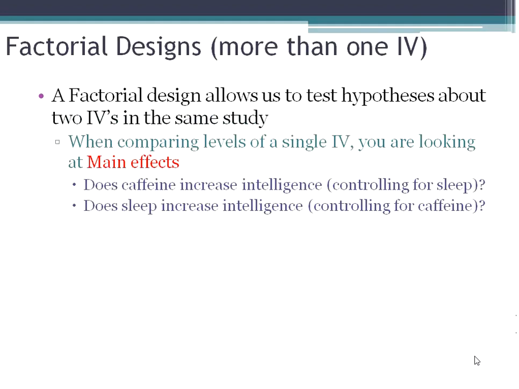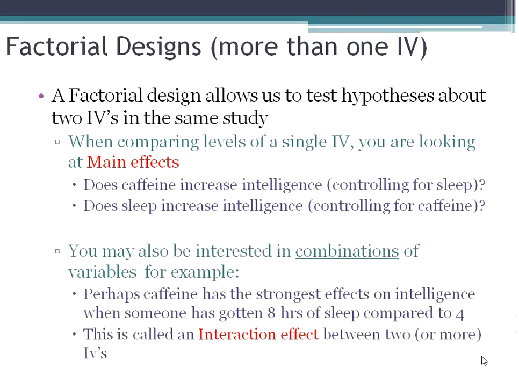Now, main effects are just about independent variables independently. How does this independent variable controlling for the other one affect the dependent variable? But we might also be interested in combinations of variables. So perhaps sleep moderates the effectiveness of caffeine on intelligence. So maybe when people have 8 hours of sleep, they're going to score the highest on intelligence compared to 4 when they get caffeine.